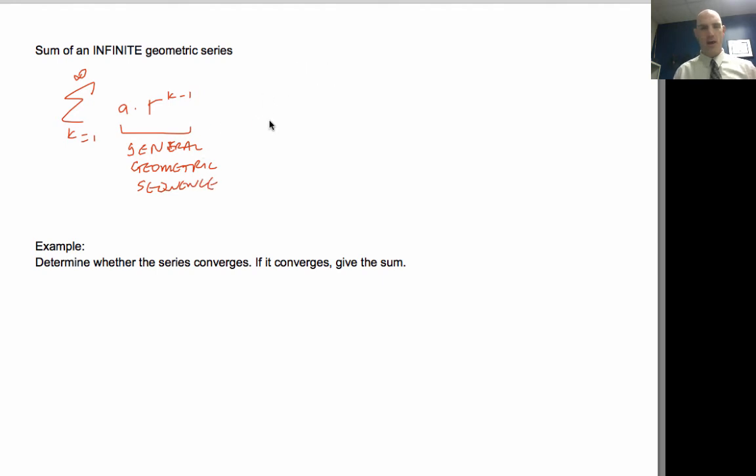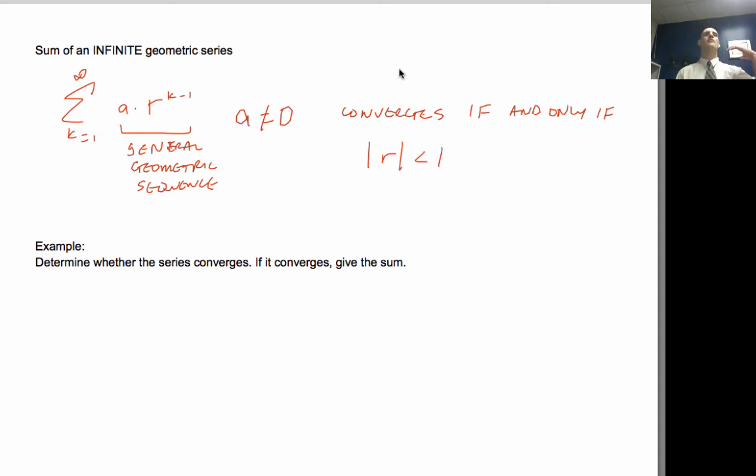In order to find the sum, a can't be equal to 0, so it couldn't just be all zeros. And it converges, meaning there's a sum, if and only if the absolute value of r is less than 1. Meaning I've got to have a common ratio that's shrinking it. So if the common ratio is, let's say, 2, it's going to be getting bigger and bigger, right?